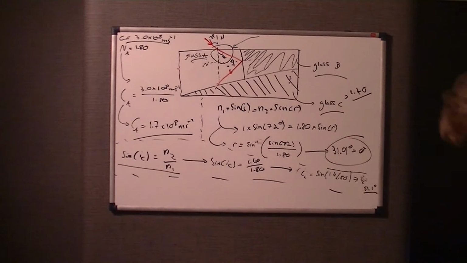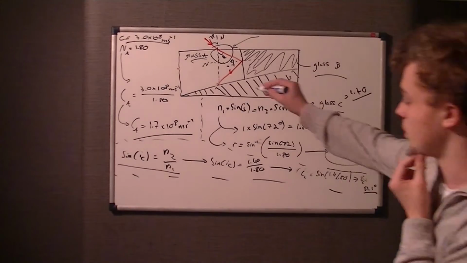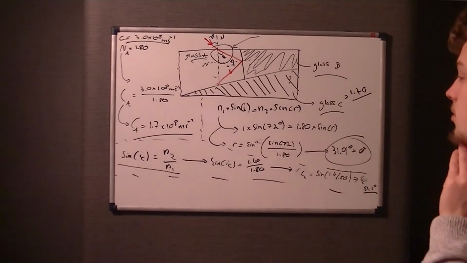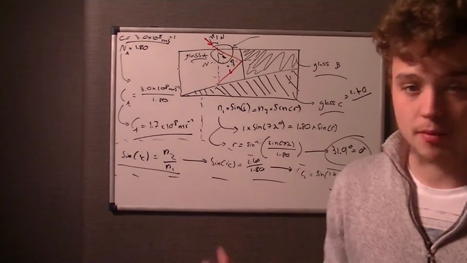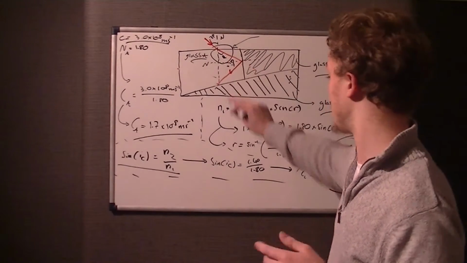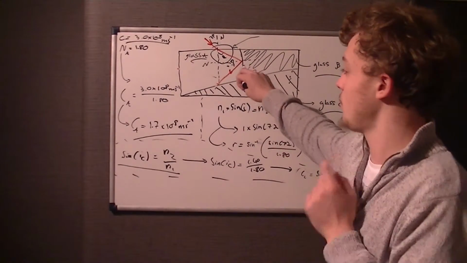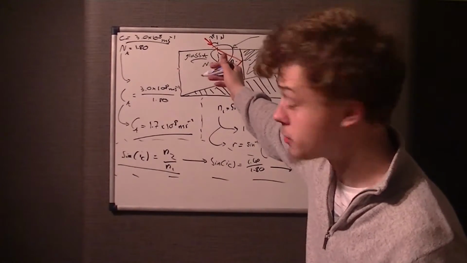Our next question says, state and explain what happens to the light ray when it reaches the boundary between glass A and glass C. Well, total internal reflection occurs because the angle of incidence is less than the critical angle, which causes it to rebound off the boundary. Remember, this is the boundary between A and C. It's going to reflect because this angle here is worked out to be 31.9, so the angle is going to continue to get smaller and smaller.